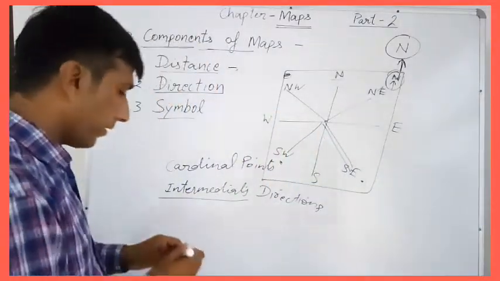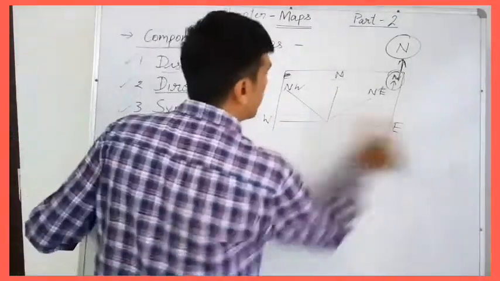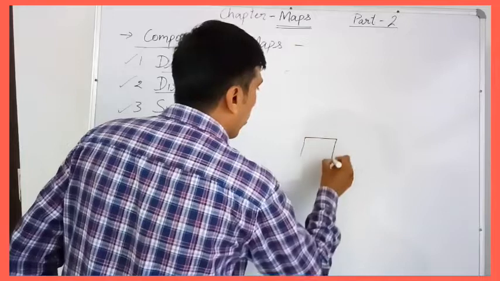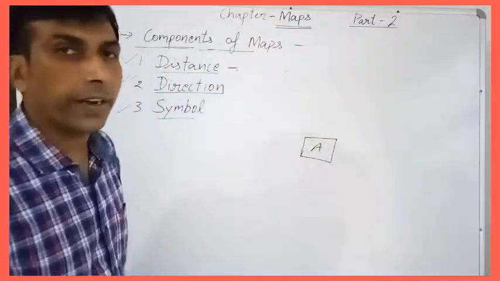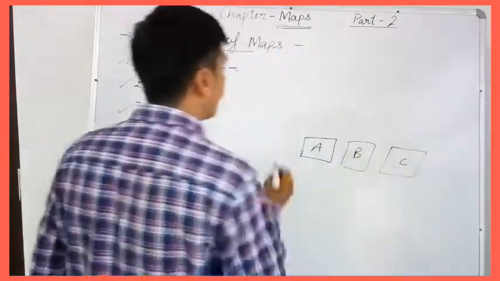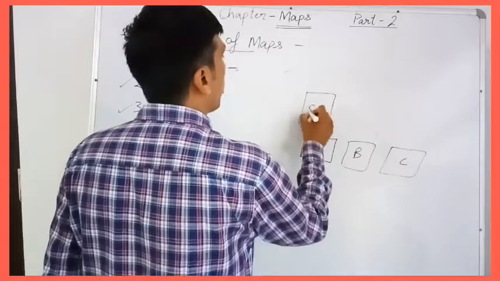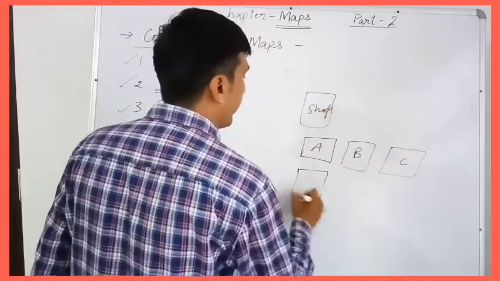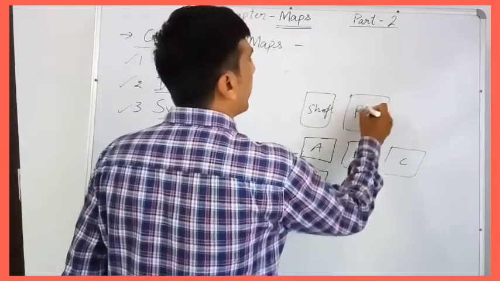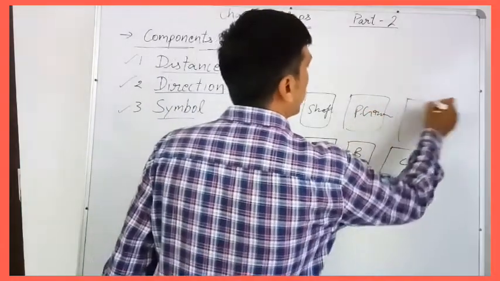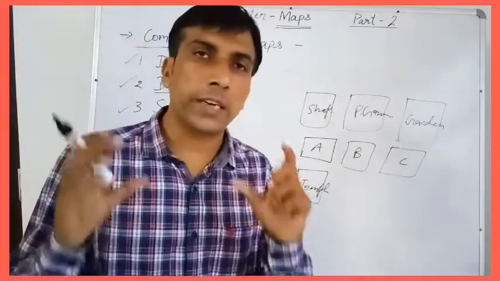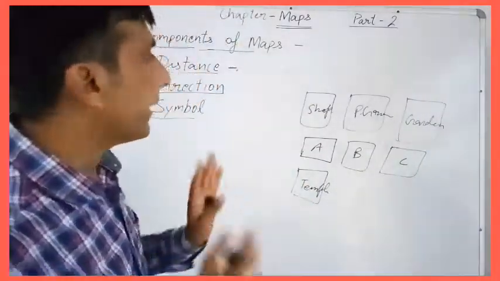For example, if I ask here by making this direction, for example, this is the home of person A. This is the home of person B. This is the home of person C. Clear? This is a shop. This is a temple. Clear? This is a playground. This is a garden. So now, if you want to know the direction of any place here, you can easily tell.